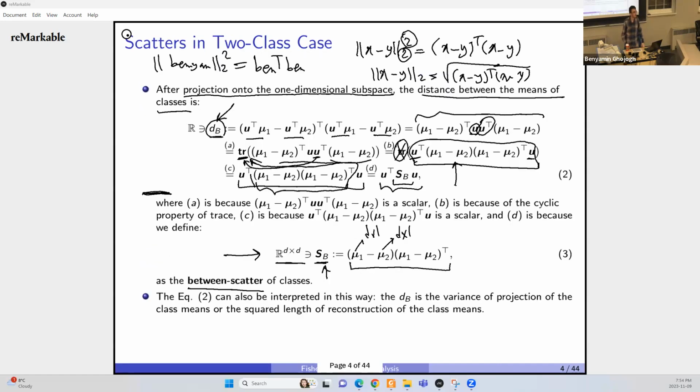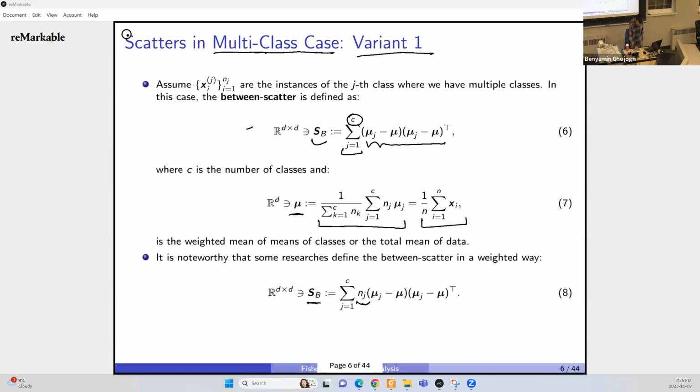It was equation 3. Mu1 minus mu2 times mu1 minus mu2 transpose. Now what if I have 3 classes, 4 classes, multiple classes? I can change the formula to this. Equation 6. I assume this is class 1, class 2, class 3. The total mean is here. So mu1 minus mu is this. Mu2 minus mu is this. Mu3 minus mu is this. And I sum over all of them. So it's the total between scatter. So far clear? Of course, when the classes are far away from each other, SB becomes large.